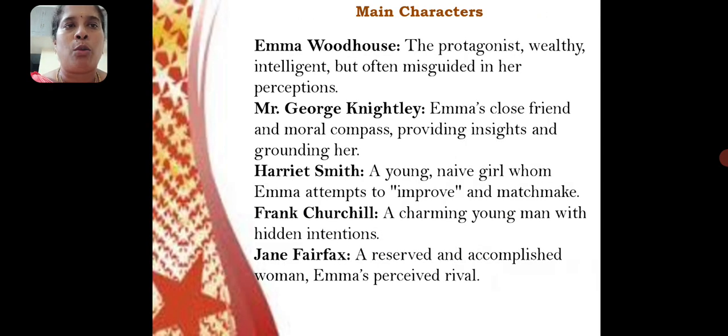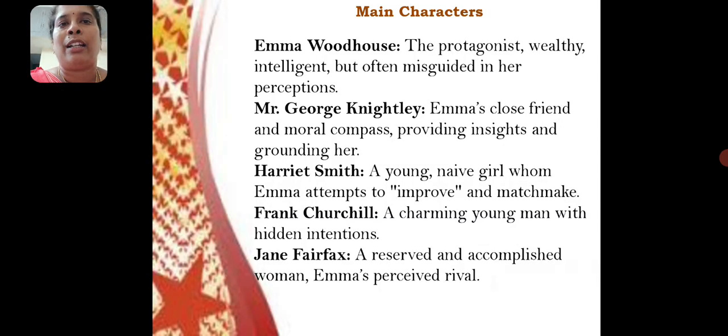Main characters: Emma Woodhouse, as we have already seen, the second daughter of Mr. Woodhouse, and the male protagonist, Mr. George Knightley. Other main characters are Frank Churchill, the second hero of the novel, Jane Fairfax, the second female protagonist of the novel, and Harriet Smith. Other characters we come across in the novel are John Knightley, Mr. Woodhouse, that is the father of Emma, Isabella Knightley, elder sister of Emma, John Knightley, Isabella's husband, next Mr. Elton, Mrs. Elton, then Miss Bates, Mrs. Bates, Mr. Weston, Miss Taylor. These are the other main characters you come across in the novel.